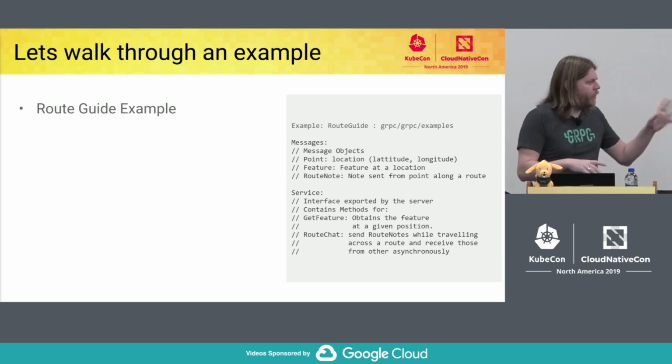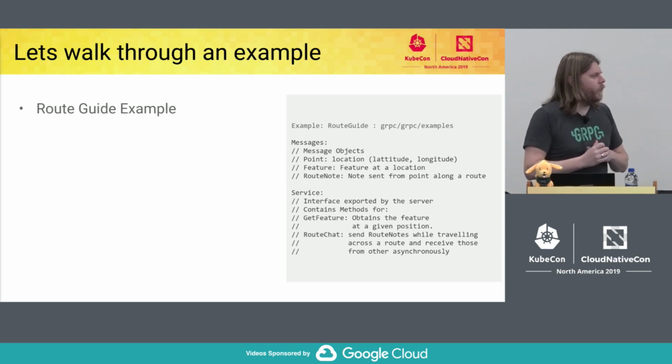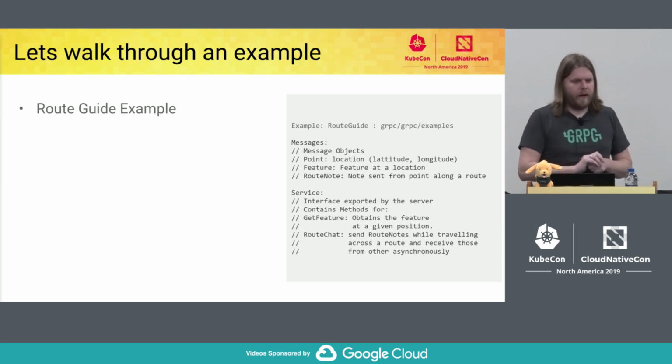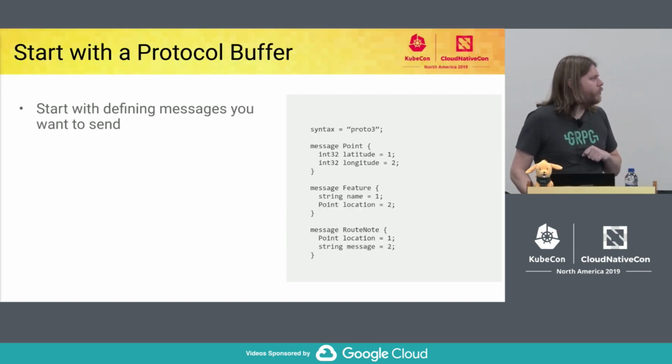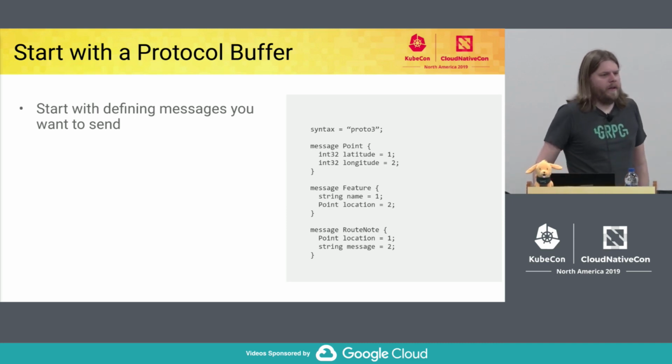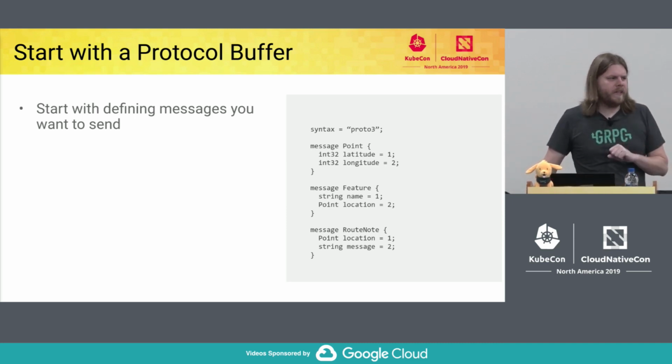Then there are also two methods we're going to talk about here: a get feature, saying, hey, I'm at this place, what's at this place? And the route chat, where people can send notes back and forth if they're geographically located near each other. And so the first thing you do is start with your proto, as I said, and define the messages you're working with.